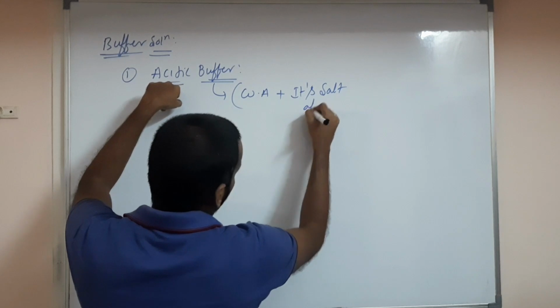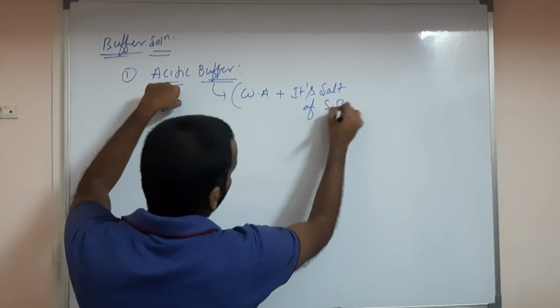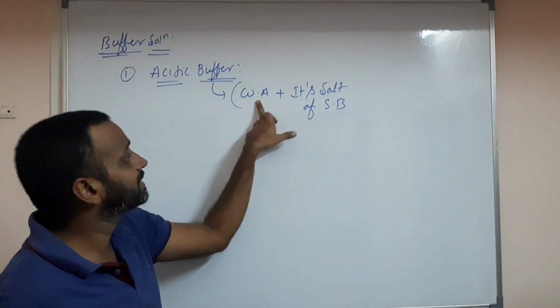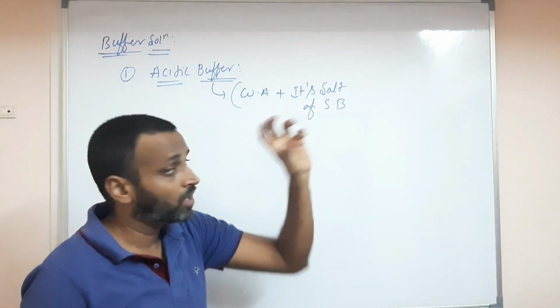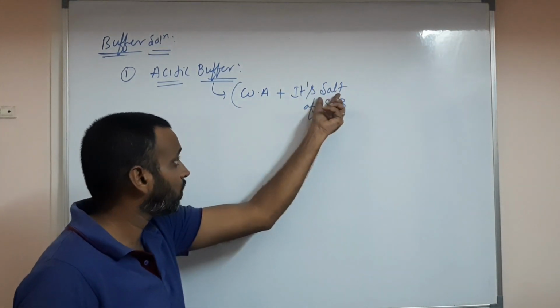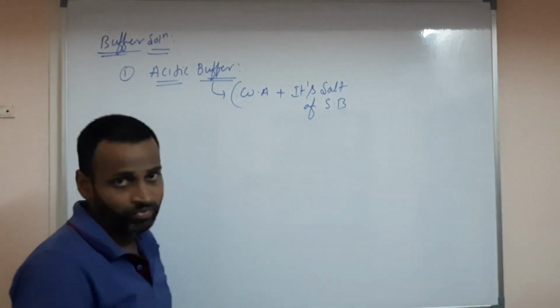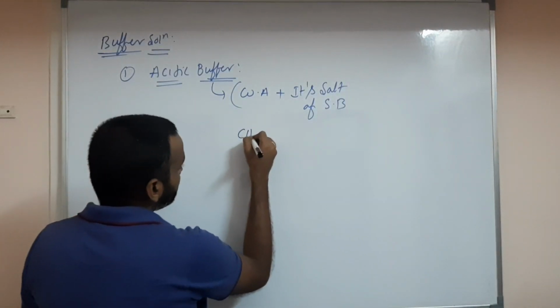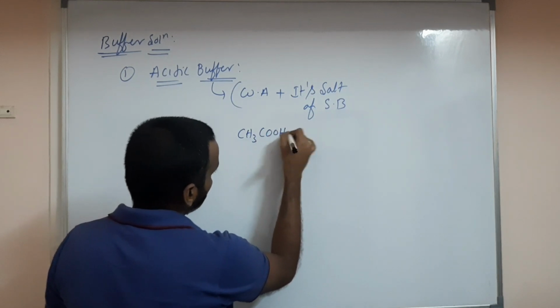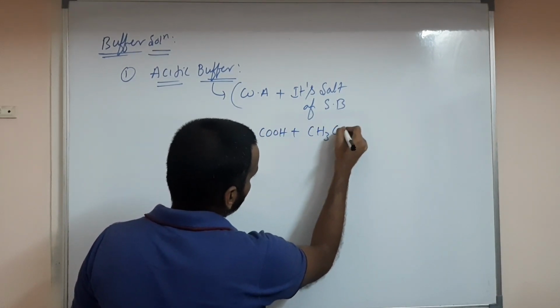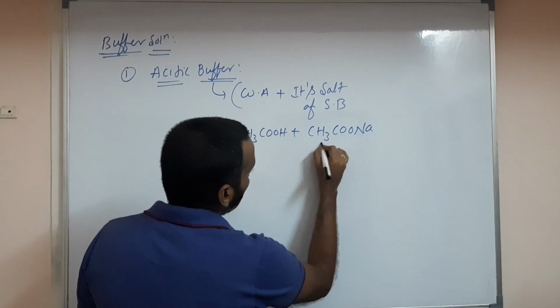It's a salt of a strong base. Weak acid when combined with a strong base, one salt will come, no? That salt and that particular weak acid mixture we call an acidic buffer. Example, CH3COOH plus CH3COONa. How did you get this?